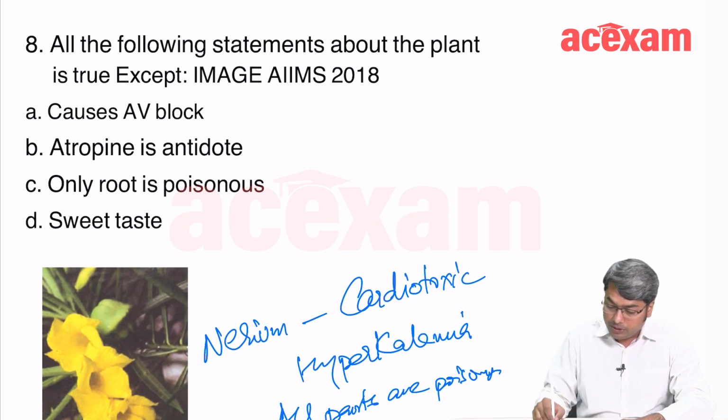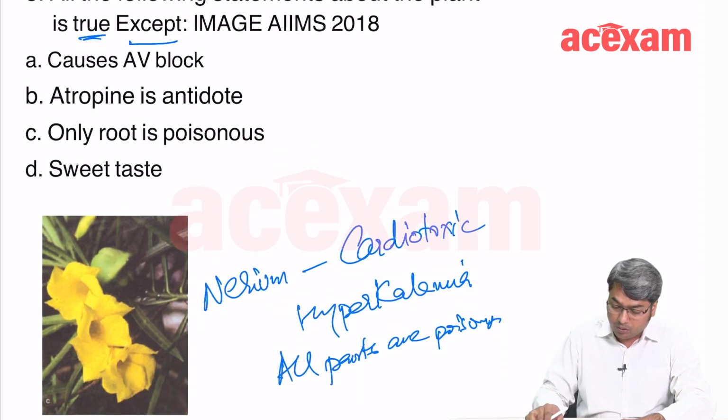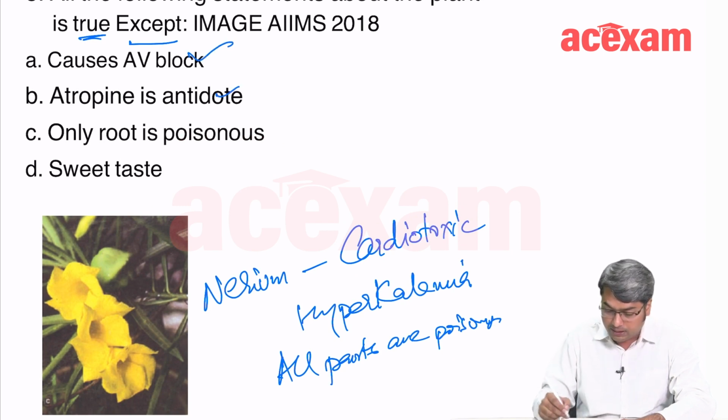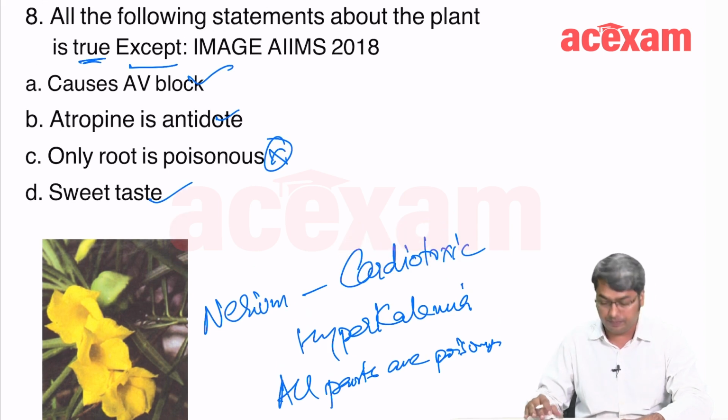All of the following statements about the plant is true except: causes AV block, yes, this is true. Atropine is antidote, yes, atropine can be used as antidote. And only root is poisonous, no, the entire plant is poisonous and it is of sweet taste, right.